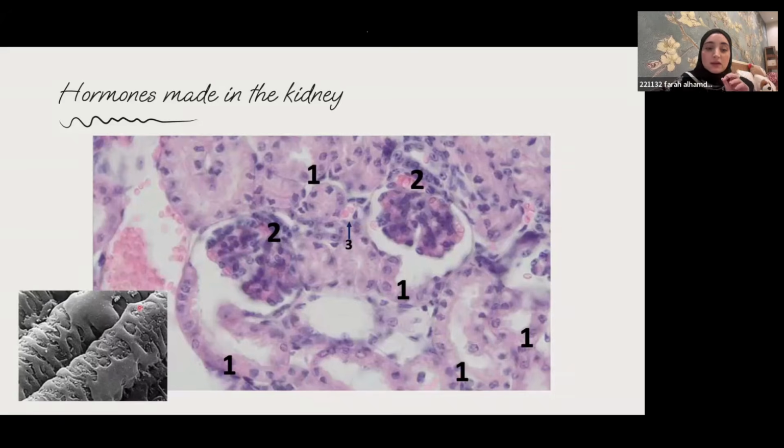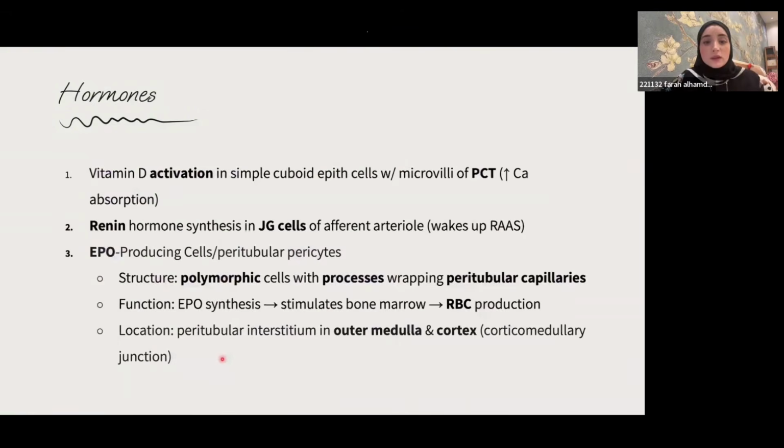These are the cells that are surrounding them. Look how they're clinging onto them. These are cells that are clinging onto the capillaries. These synthesize erythropoietin for cell production. So these are the three hormones.